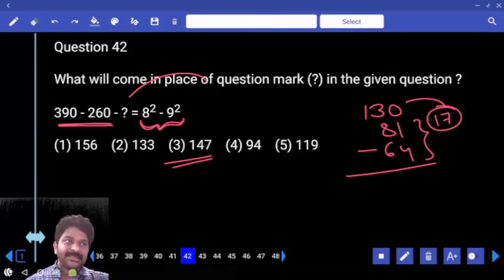Or else simply go for last digit verification. Positive numbers end with, 130 and 81. Positive number ends with, negative number ends with, 1 minus, so the answer must end with only 1.